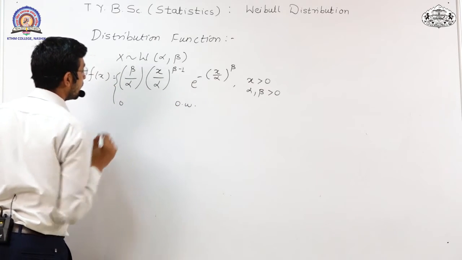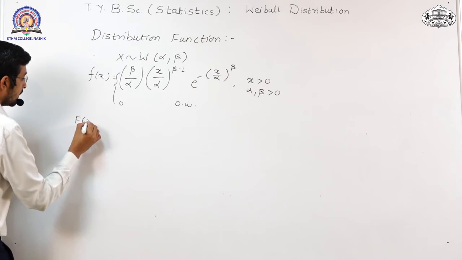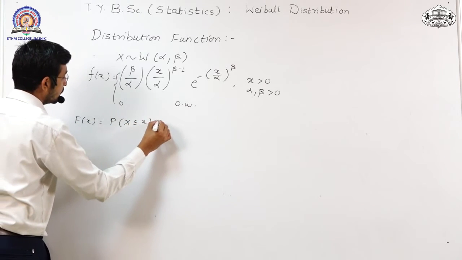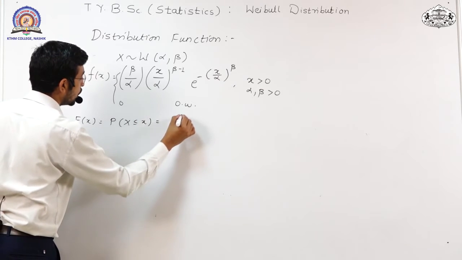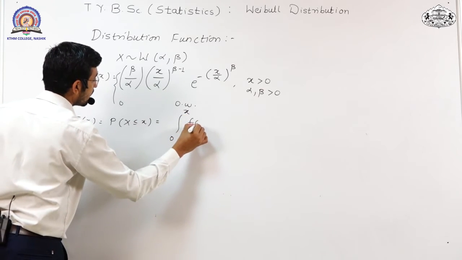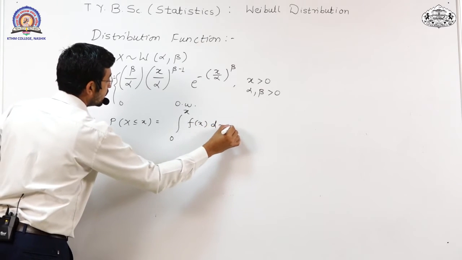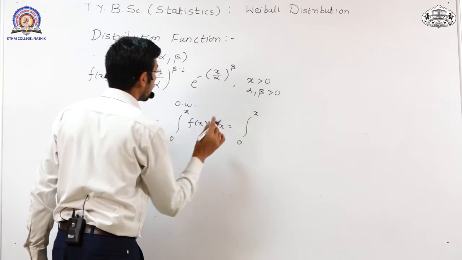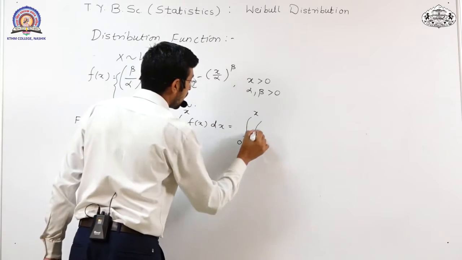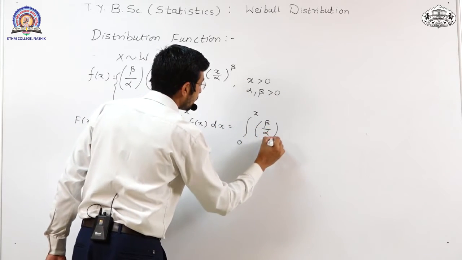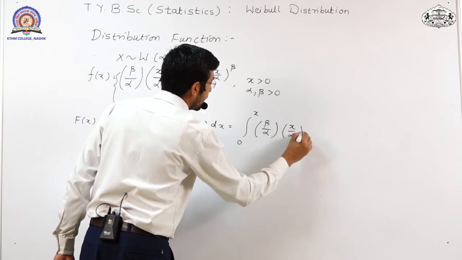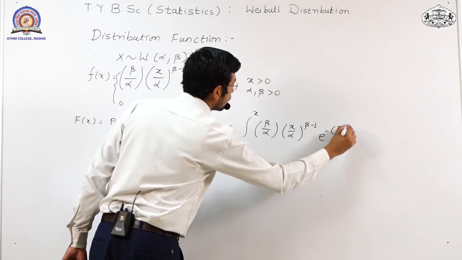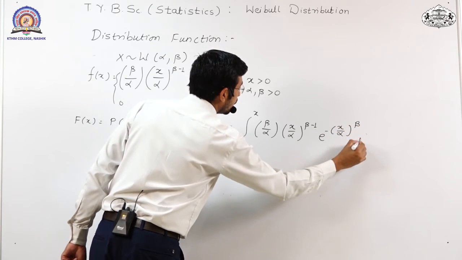Now by the definition of the distribution function, F of x is equal to probability of X less than or equal to x, which is equal to integration over 0 to x of f of x dx. So this is equal to integration over 0 to x, where f of x is beta upon alpha (x upon alpha) raised to beta minus 1 e raised to minus (x upon alpha) raised to beta into dx.